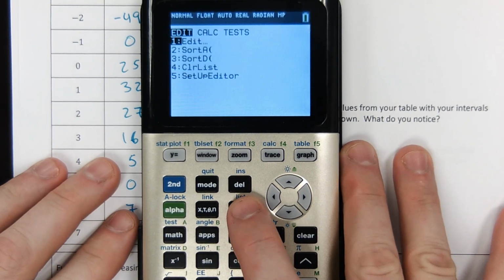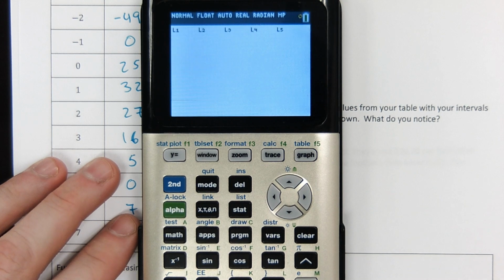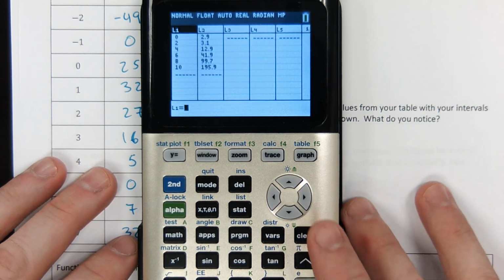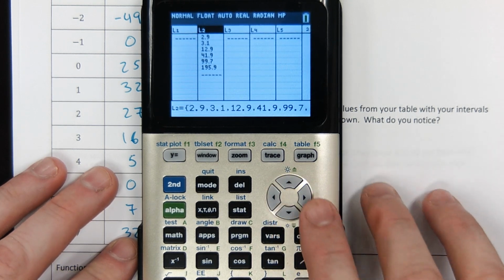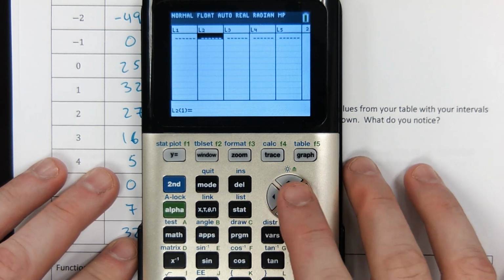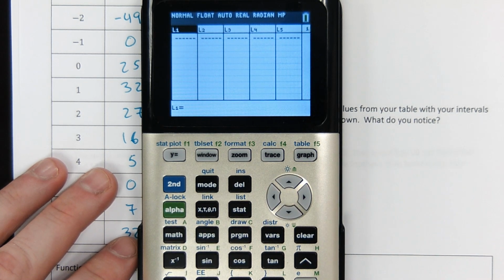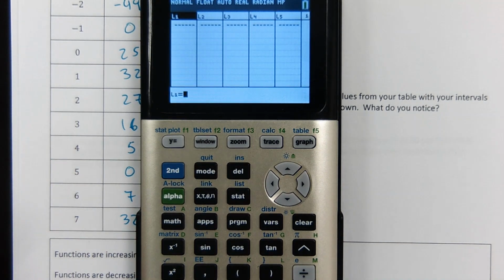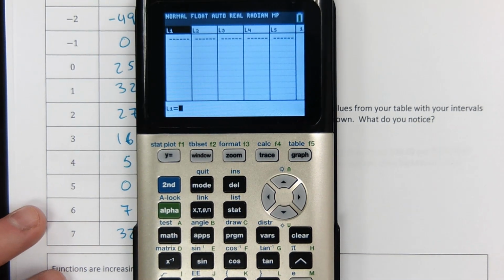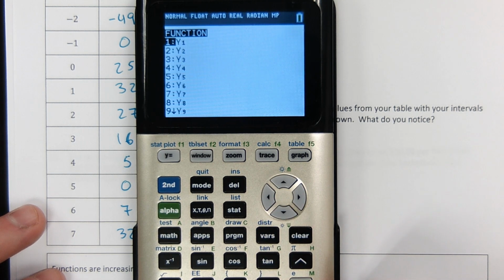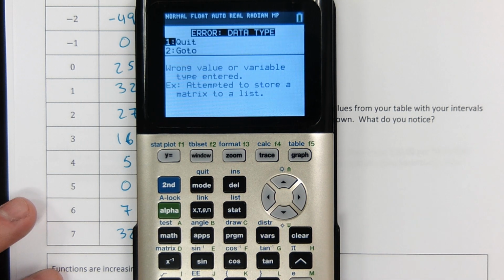Stat, edit. Stat, edit. I'm going to clear these lists. Clear, enter, clear, enter. These are lists, okay? So check this out. I'm going to come up here to L1, and I'm going to hit enter. Oh, I guess I didn't have to hit enter. I want it to show me y1's values. Vars, yvars, function, y1, enter. Uh-oh, data type, it didn't like it.